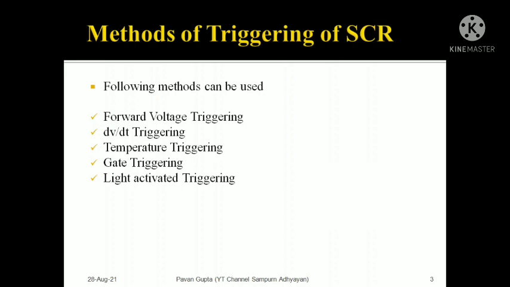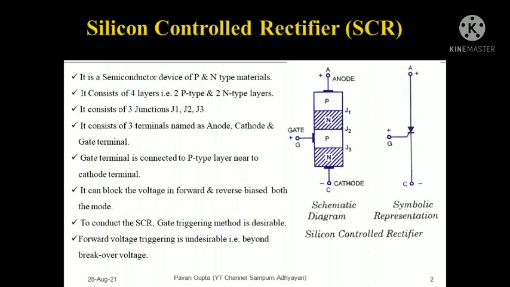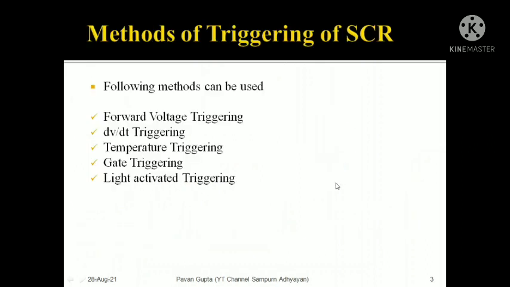The second method is the dv by dt triggering, without applying the gate. If you apply the anode to cathode voltage suddenly, with an instantaneous change, then your SCR works as a capacitor across the junction J2, because junction J2 has a depletion layer with charge separation on both sides, so it behaves like a capacitor. Due to the sudden change of the anode to cathode voltage, there will be a high capacitor current which will allow the SCR to conduct. Again it is not desirable, because you are not controlling it. It happens because of the sudden application of the high anode to cathode voltage. So it is called dv by dt triggering.